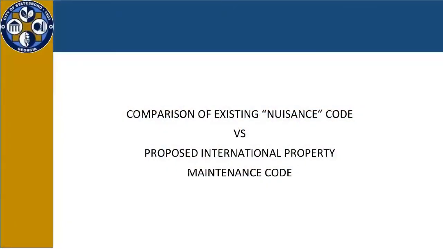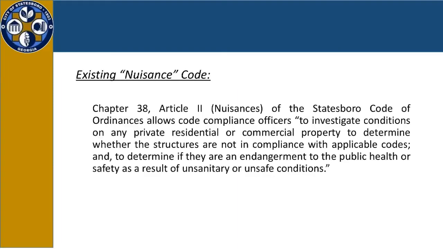The existing nuisance code, which is Chapter 38, Article 2 of the Statesboro Code of Ordinances, allows code compliance officers to investigate conditions on any private residential or commercial property to determine whether the structures are not in compliance with applicable codes, and to determine if they are an endangerment to the public health or safety as a result of sanitary or unsafe conditions.